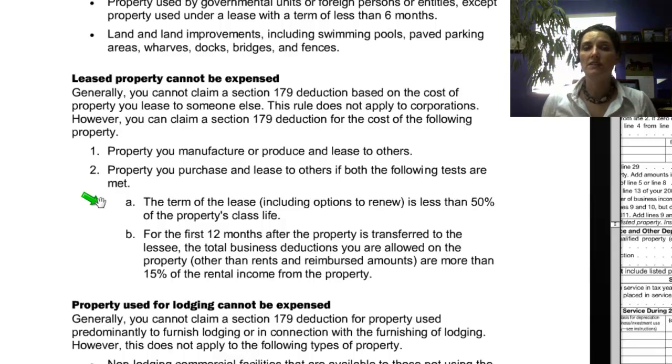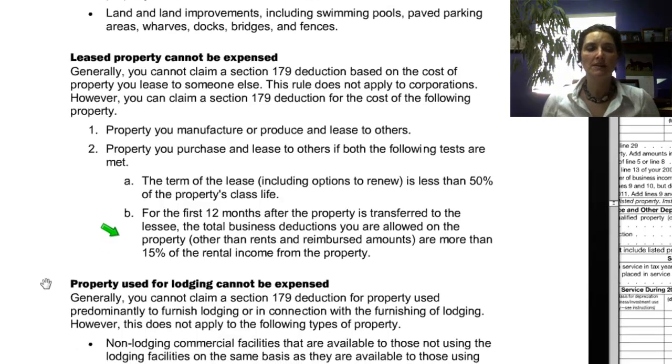A, the term of the lease, including options to renew, is less than 50% of the property's class life, and B, for the first 12 months after the property is transferred to the lessee, the total business deductions you are allowed on the property, other than rents and reimbursements, are more than 15% of the rental income from the property.